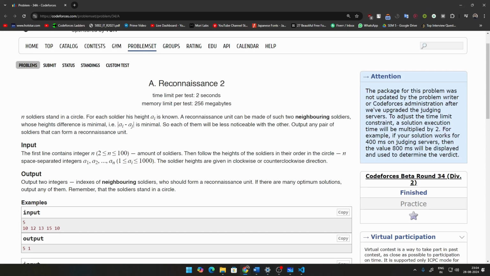Welcome to this video series where we're solving Codeforces problems in Python. We are doing the A to OJ ladder, and in this video we're going to be solving problem 34a, which is called Reconnaissance 2. Let us go ahead and see how we're going to be solving this problem, and let's just break down the solution for it.